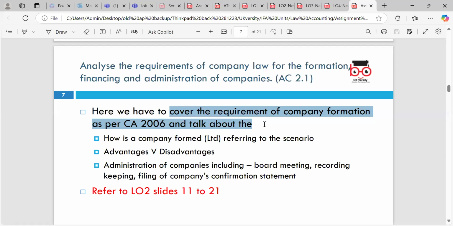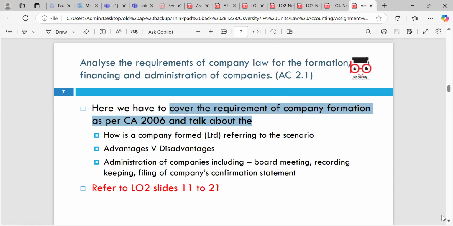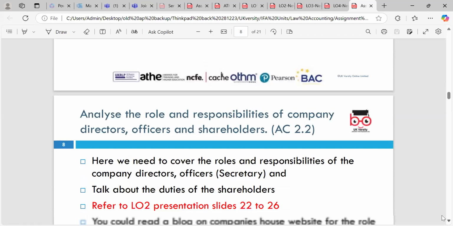The Companies Act talks about company formation. Referring to the scenario, you have to discuss the advantages and disadvantages of the company, because more legislation is involved. Company accounts need to be submitted to Companies House, and you have to do that. So please, that's what we have. You've been given the guidance here, all the guidance.